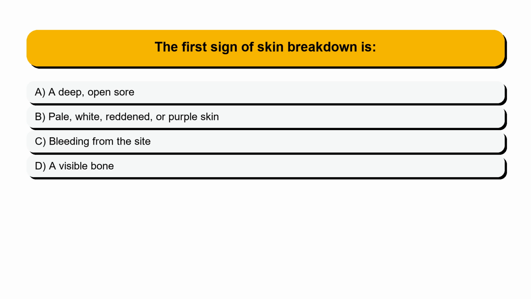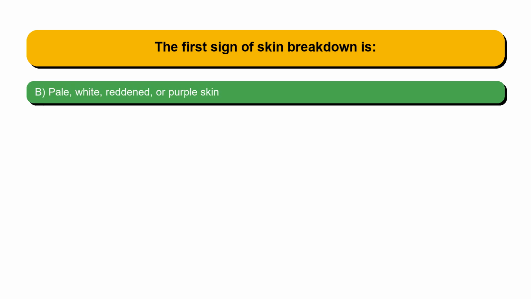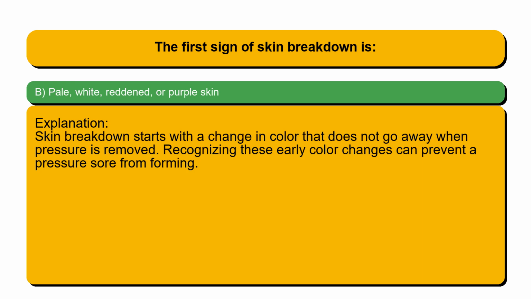Question 24. The first sign of skin breakdown is: Option A. A deep, open sore. Option B. Pale, white, reddened, or purple skin. Option C. A bleeding from the site. Option D. A visible bone. The correct answer is option B. Pale, white, reddened, or purple skin. Skin breakdown starts with a change in color that does not go away when pressure is removed. Recognizing these early color changes can prevent a pressure sore from forming.